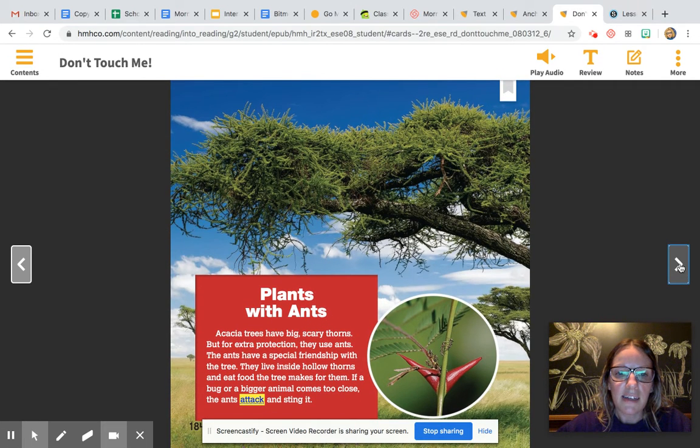Plants with ants. Acacia trees have big, scary thorns, but for extra protection, they use ants. The ants have a special friendship with the tree. They live inside hollow thorns and eat food the tree makes for them. If a bug or a bigger animal comes too close, the ants attack and sting it.